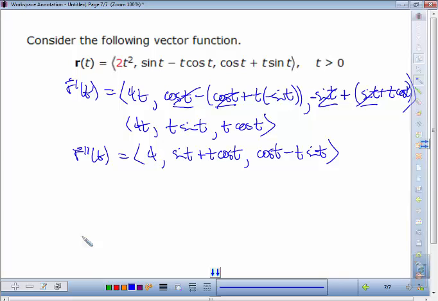All right, now we need to take the cross product, r prime cross r double prime. So I have it right on top of each other, so I'm just going to do it from here. For the first component, I cross out the first column, and I do this cross here. This is going to be a little bit messy. You got t sine t times cosine t minus t squared sine squared t.